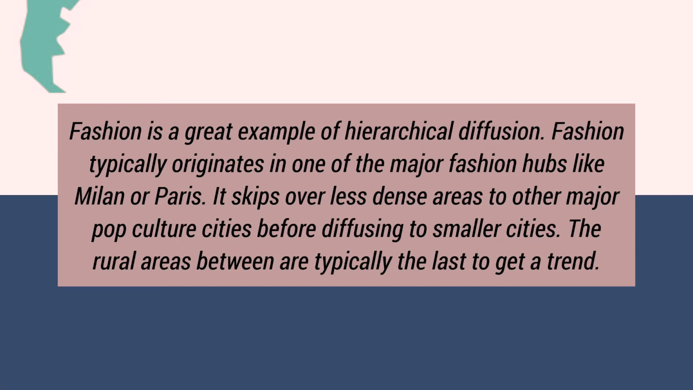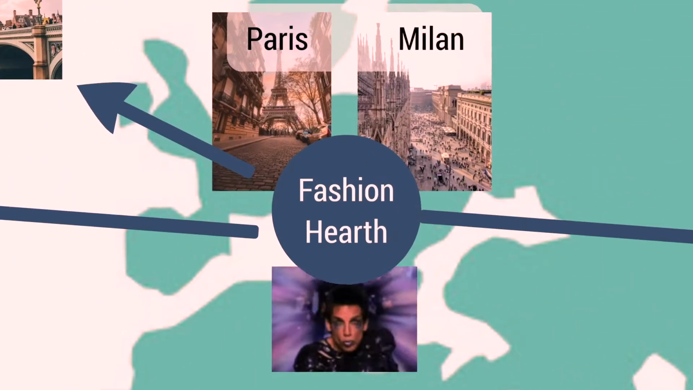So a great example of this is fashion. Fashion is typically hierarchical diffusion. We can also do the same thing with technology. But fashion typically originates in a major fashion hub like Milan or Paris. It skips over these less dense areas or these less high-end fashion areas and jumps to other major pop culture cities, eventually diffusing to smaller cities, and then rural areas are typically the last to get on board with the trend.